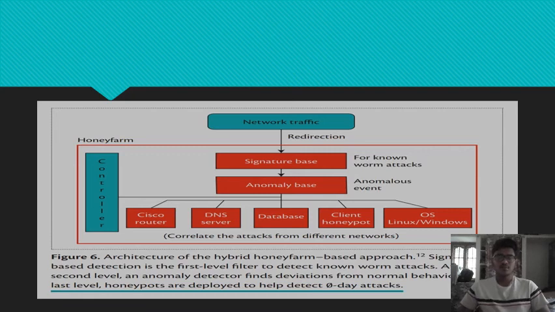Architecture of the hybrid honeyfarm based approach: signature-based detection is the first level filter to detect the known worm attacks. At the second level, an anomaly detector finds the deviations from the normal behavior. At the last level, honeypots are deployed to help detect zero-day attacks.